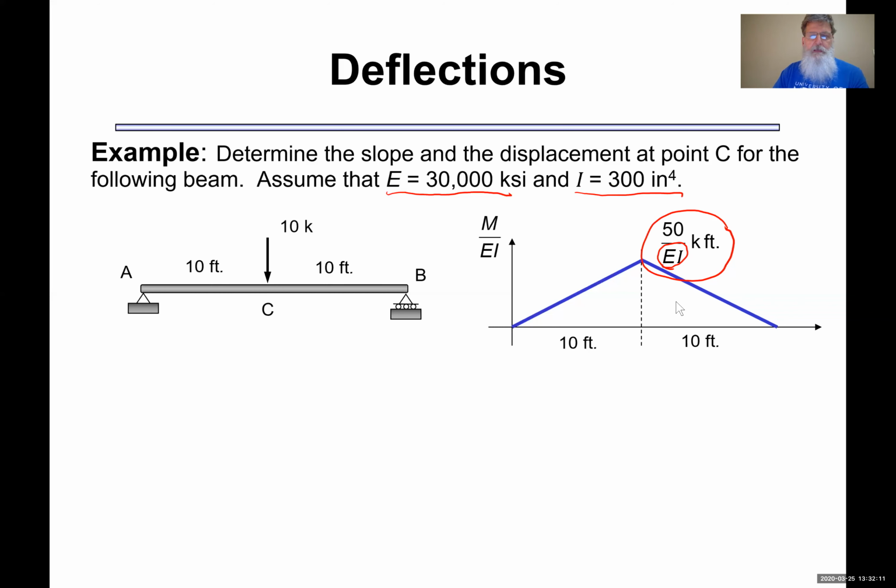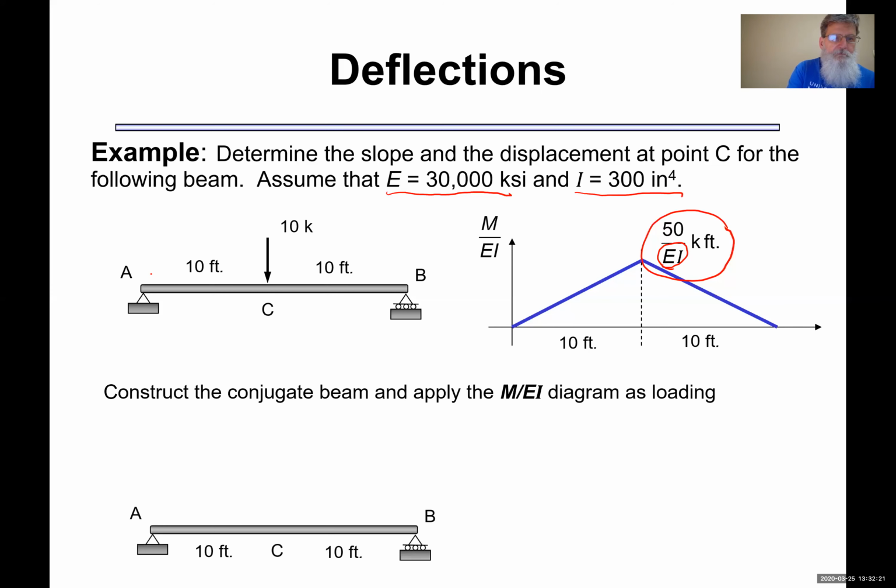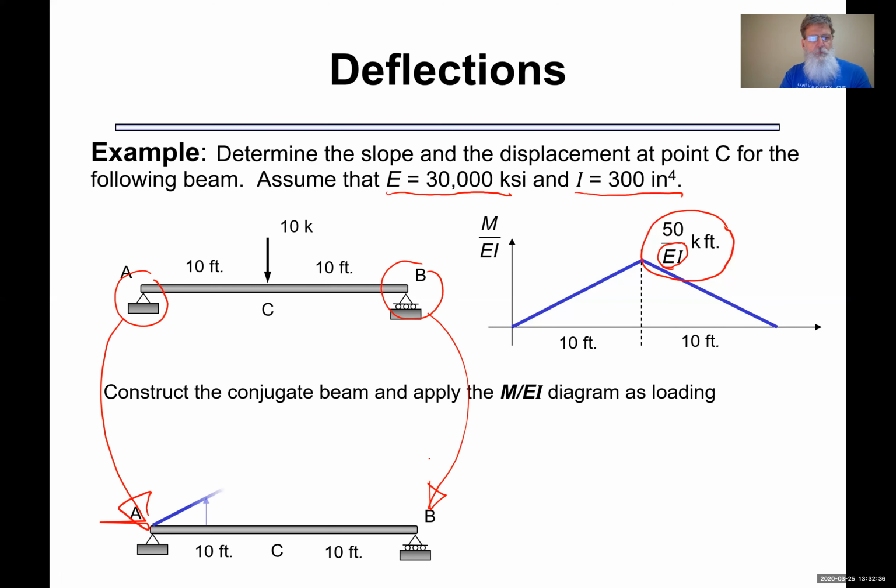All right, so now I have my M over EI diagram, and I'm going to build my conjugate beam. So you'll notice that our external pin maps to an external pin, and the pin at B maps to a pin at B. So there's my conjugate beam. So in this case, pretty simple. But now on that conjugate beam, I'm going to apply moment divided by EI as load. So you'll notice my moment is positive everywhere. So I have a positive load, and positive load is up.